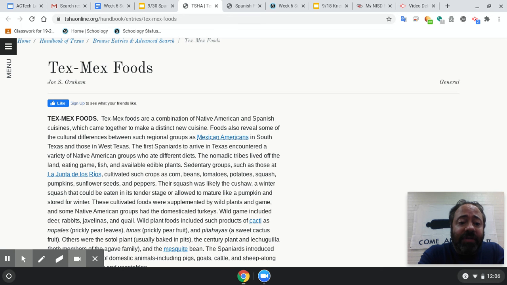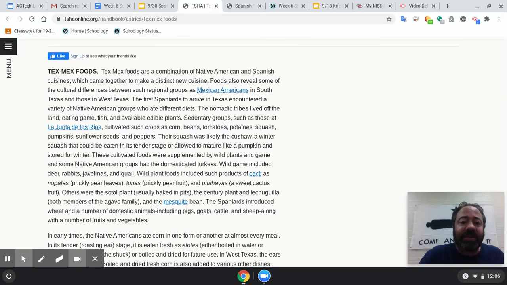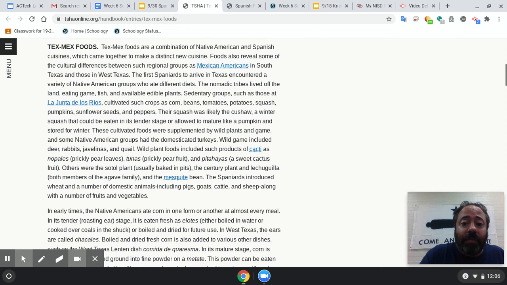The first Spaniards to arrive in Texas encountered a variety of Native American groups who ate different diets. The nomadic tribes lived off the land, eating game, fish, and available edible plants. Sedentary groups, such as those at La Junta de los Rios, cultivated such crops as corn, beans, tomatoes, potatoes, squash, pumpkins, sunflower seeds, and peppers. The squash was likely the cusha, a winter squash that could be eaten in its tender stage or allowed to mature like a pumpkin and stored for winter. These cultivated foods were supplemented by wild plants and game. Some Native American groups had domesticated turkeys. Wild game included deer, rabbits, javelinas, and quail.